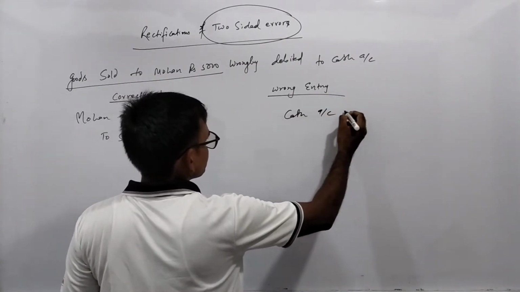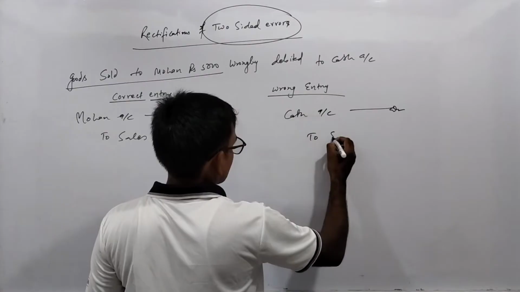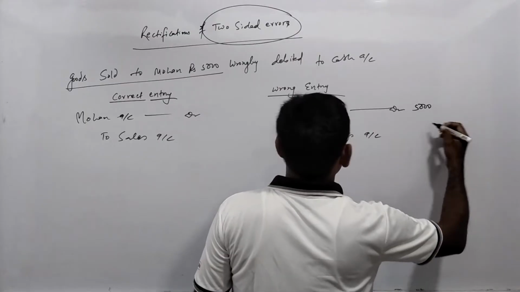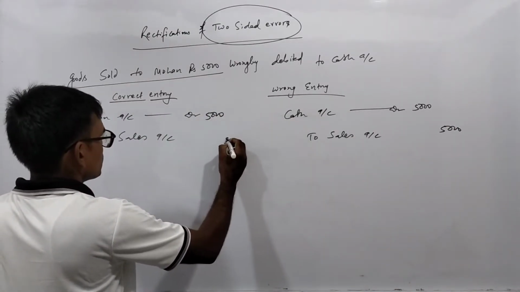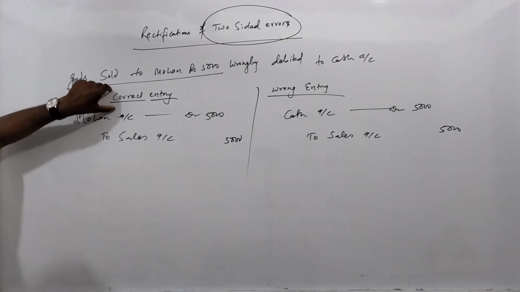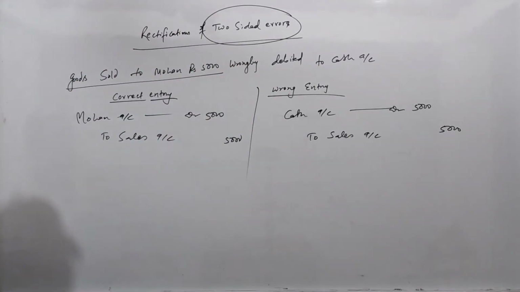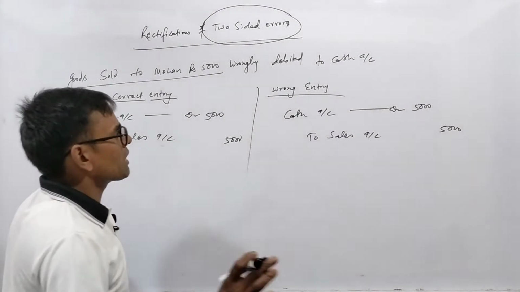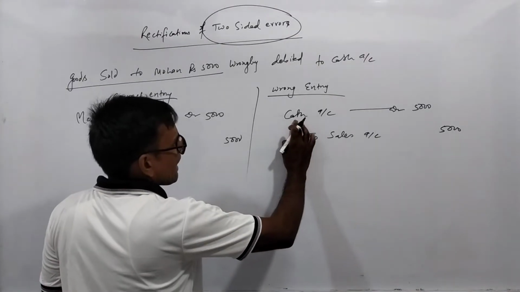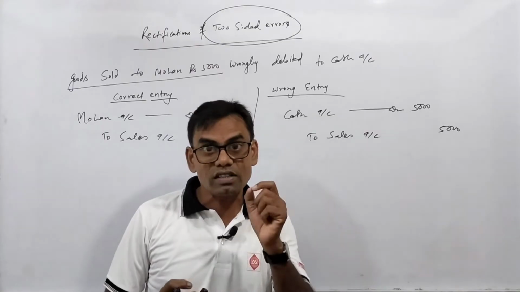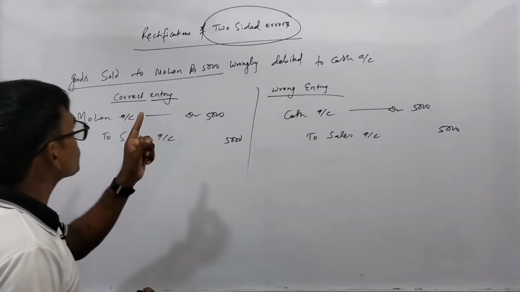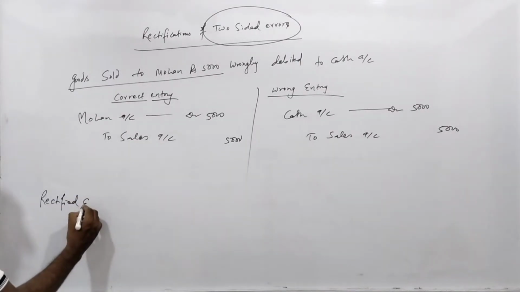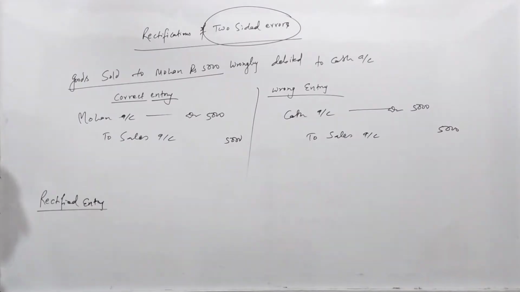Cash account debit to sales account. You see that? This is the correct entry, this is the wrong entry. In the correct entry, it should be Mohan account debit and sales account credit. But he has made cash account debit to sales account. What is our duty? Our duty is to rectify them. So what will be the rectified entry?